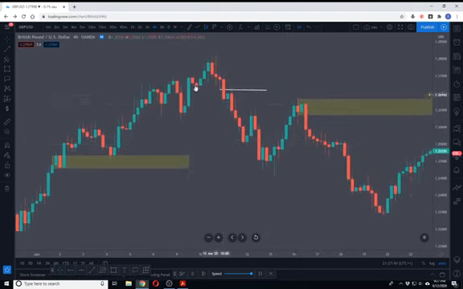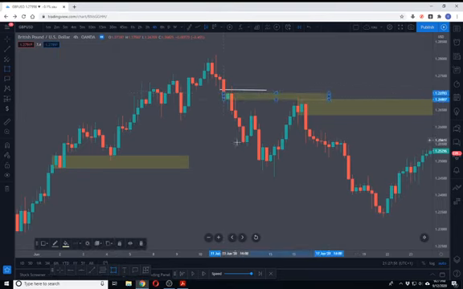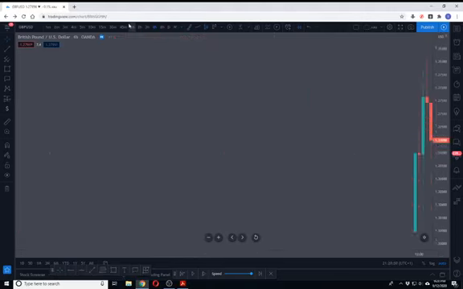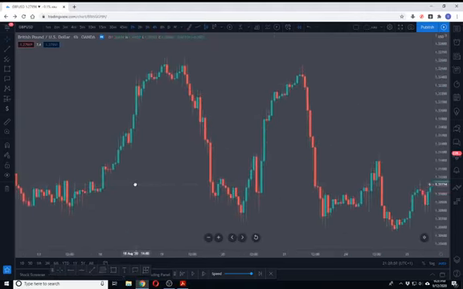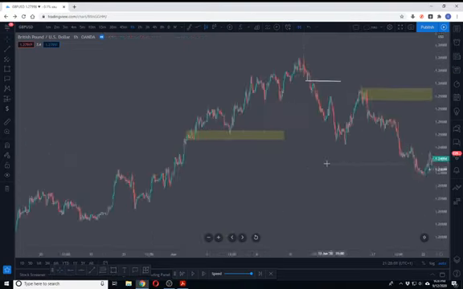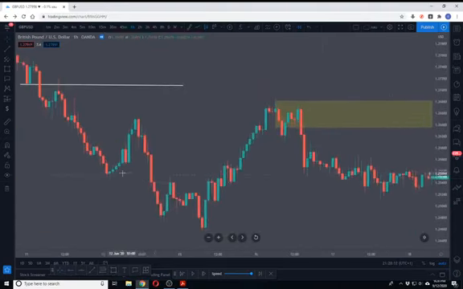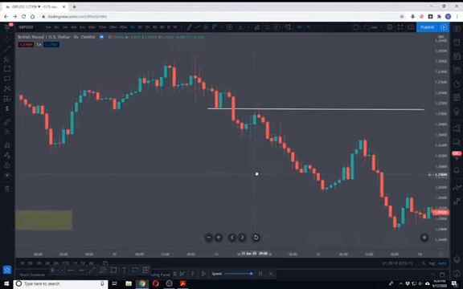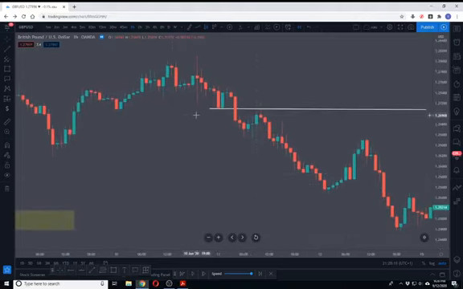Similar here, if we see this block here, price comes back to it and reacts off of it. But what you're looking for ideally is a combination of those two things. So you're looking for your supply and demand zone, and you want alongside that an imbalance in there.